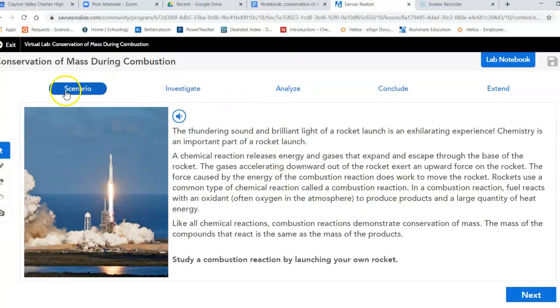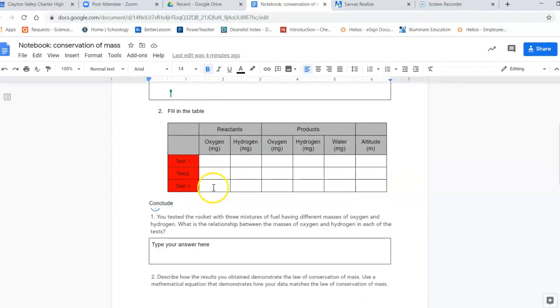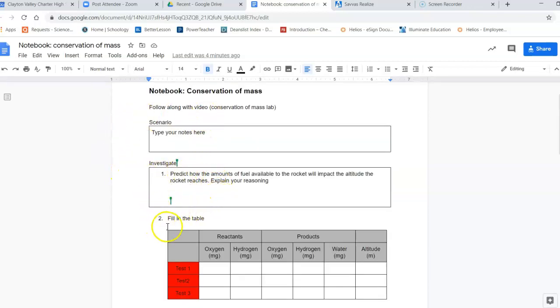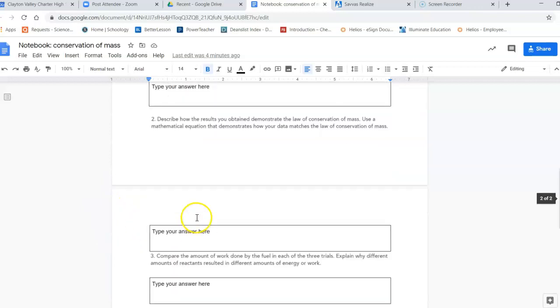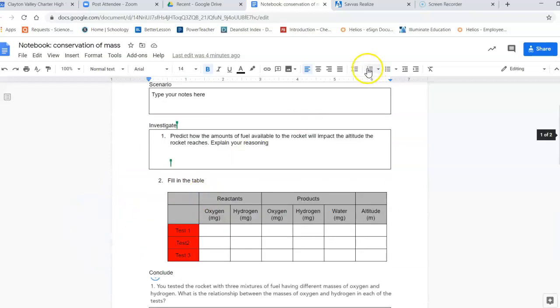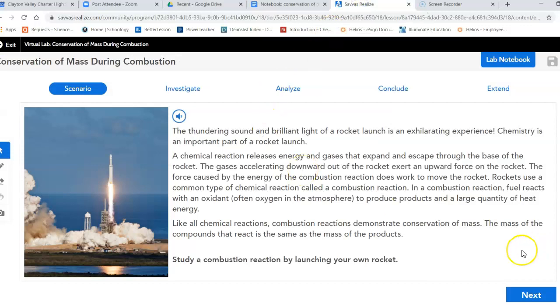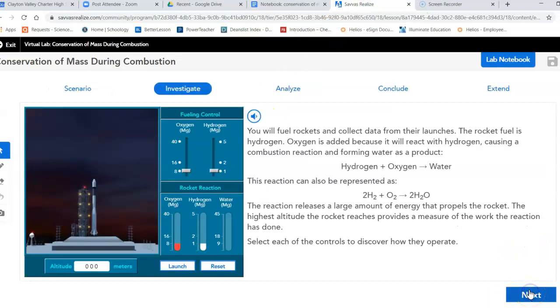Moving on, as you can see, the scenario, investigate and conclude and analyze. And your notes follow this. So this is the scenario, the investigate, and then conclude, and then the analyzing part is at the bottom. All right, so next. Again, go ahead and pause the video and read this part. Okay, so I assumed you have paused the video and you have read it.